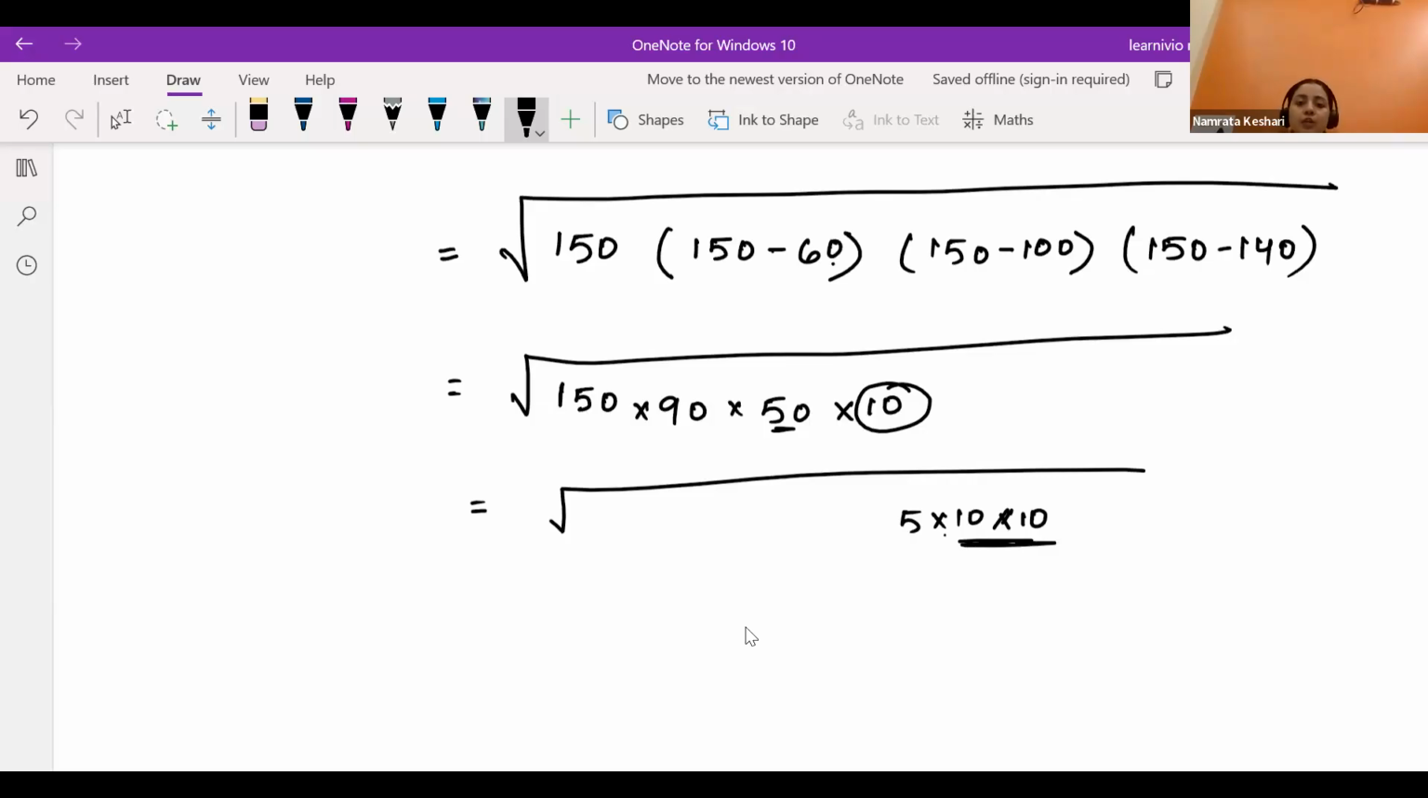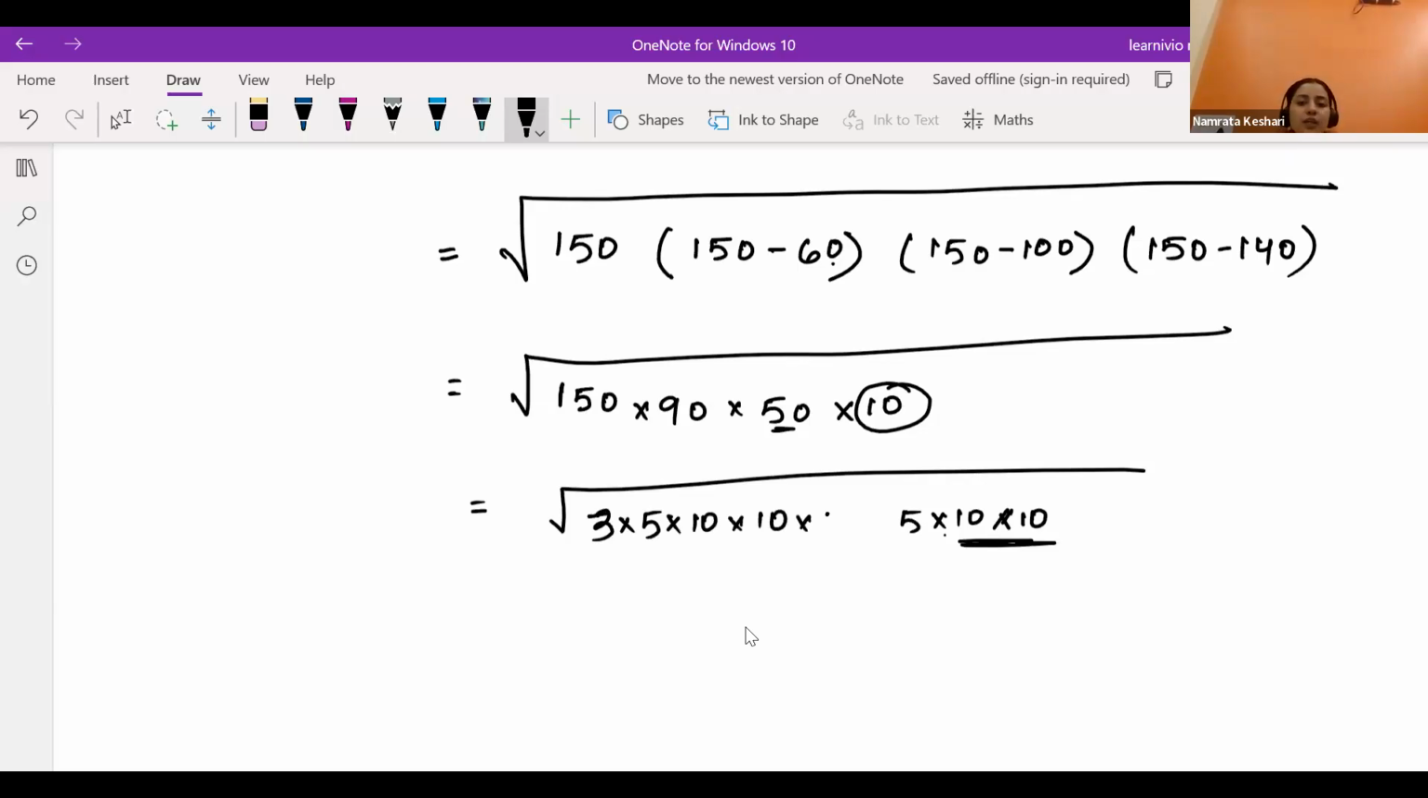150 into 90 we are having. 150 can be taken as 3 into 5, 15 into 10. 90 can be taken as 10 into 9.